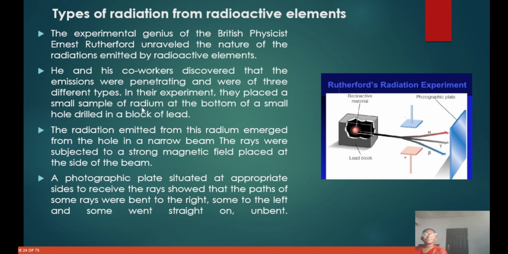So he and his co-workers discovered that the emissions were penetrating and were of 3 different types. They placed a small sample of radium at the bottom of a small hole drilled in a block of lead. The radiation emitted from this radium emerged from the hole in a narrow beam. The rays were subjected to a strong magnetic field placed at the side of the film. A photographic plate situated at the appropriate side to receive the rays showed that some rays were bent to the right, some to the left, and some went straight. You can see the gamma unbent, going straight. The alpha went this way, the beta the other way, and the gamma went straight. And that was an awesome experiment.